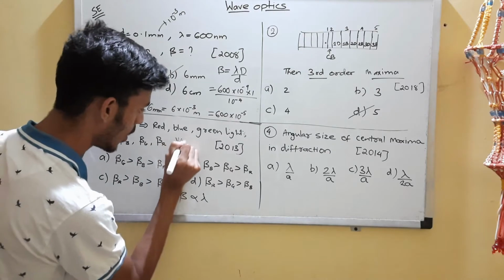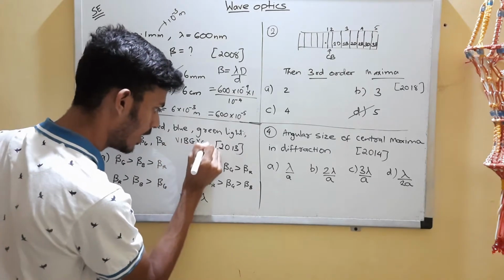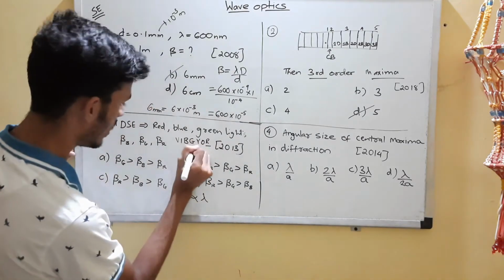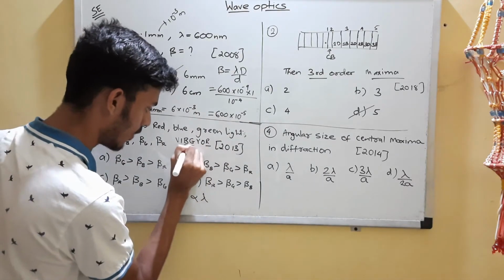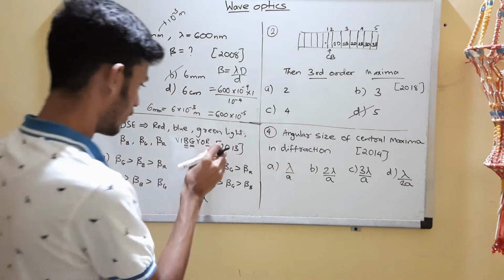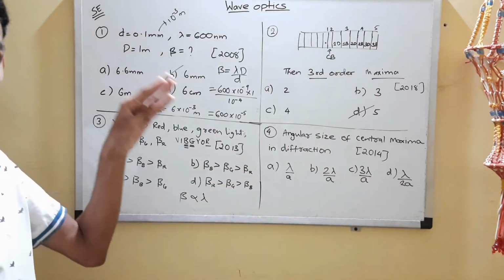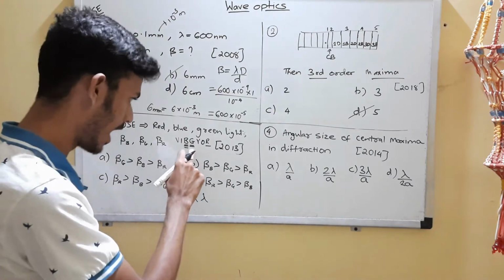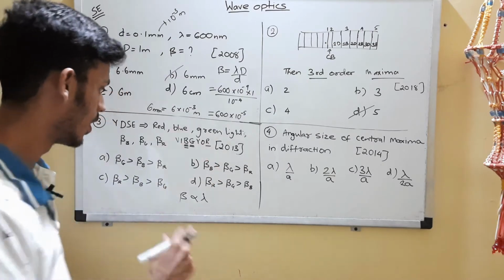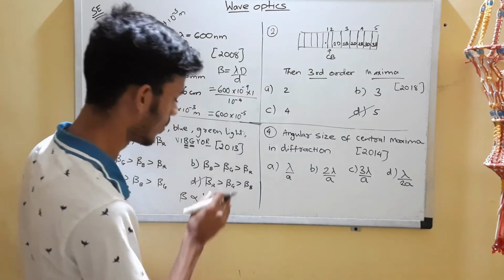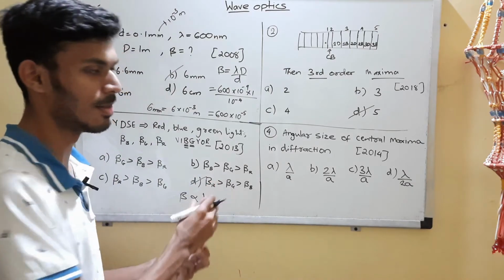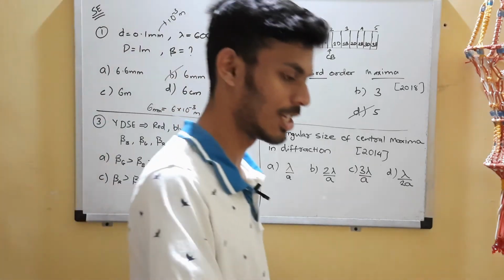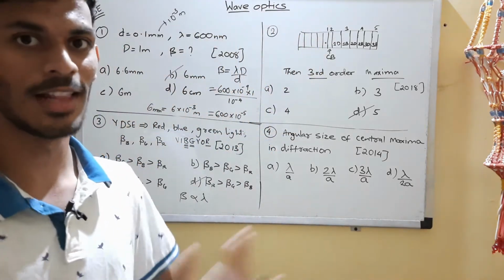Okay, so basically VIBGYOR, you can remember. Red has the highest wavelength, it's on the extreme right, then in these three colors we'll have green, and then finally blue. So the one with the highest wavelength will have the highest fringe width. So basically red will have the highest, then green, and then blue. Red, green, blue, option D. So the fringe width of red will be the highest, then green, and then blue. So there is a direct relationship between the wavelengths and the fringe width.